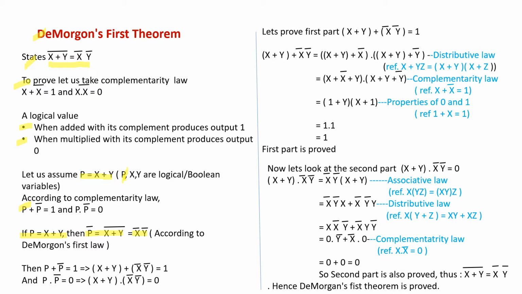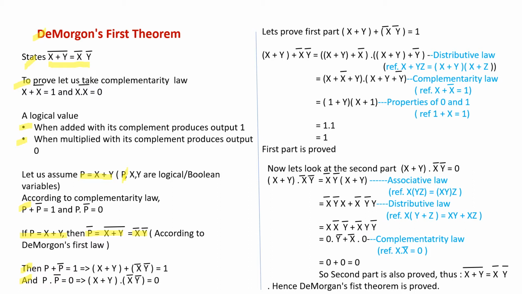Now we are going to substitute into the complementarity law, which we wrote with the Boolean variable p, the values of p and p complement in terms of x and y. When we do that, we get the first expression, and when we apply that to the second one, that is p and p complement is equal to 0, we get the second expression.